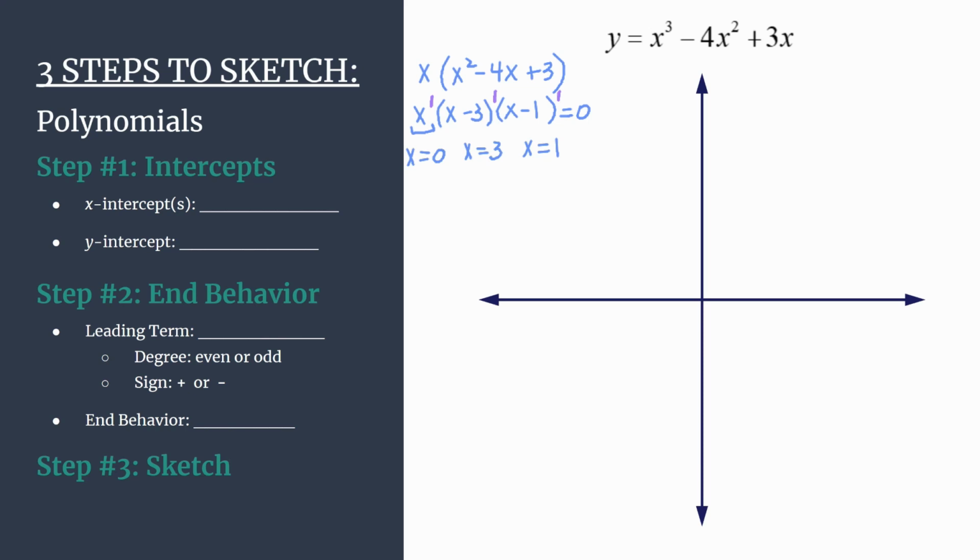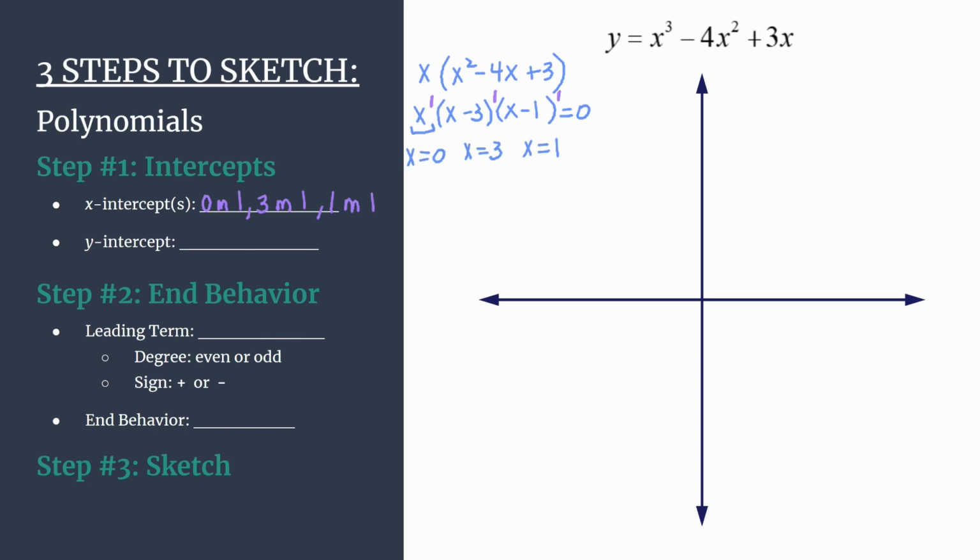So we have 0, multiplicity, I'm just abbreviating with an m, multiplicity 1. We have 3, multiplicity 1. And we have 1, multiplicity 1. So this tells us that at each of these x-intercepts, our graph is going to cross through and continue on. And that'll be really useful in step 3 as we sketch the graph. So we'll pause on that, come back to it.